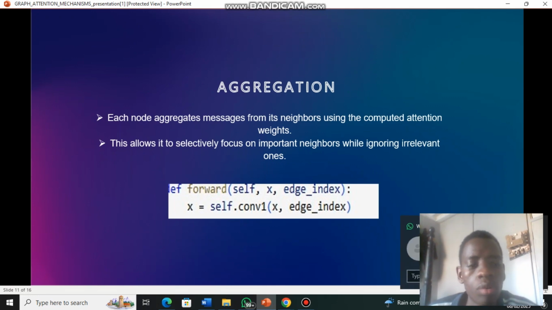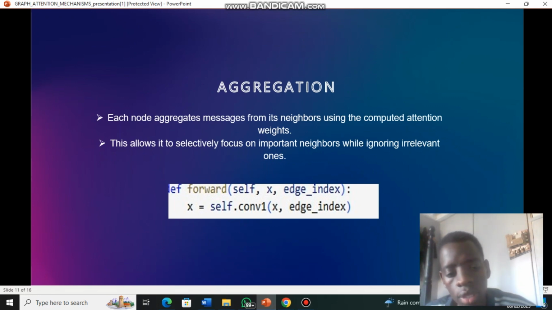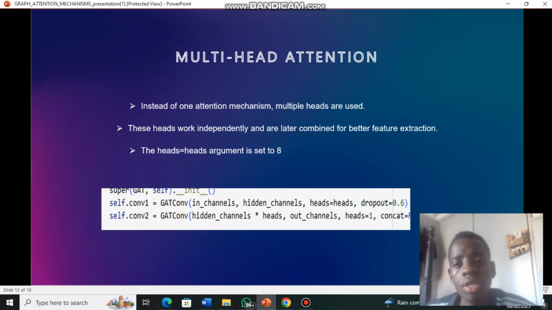performs the convolution, and then the operation that aggregates the information from the neighboring nodes, and then the aggregation is weighted by the attention scores computed for each neighbor, allowing the node to focus on the important neighbors while giving less weight to the irrelevant ones. So we are going to move on to the next implementation, which is the multi-head attention.